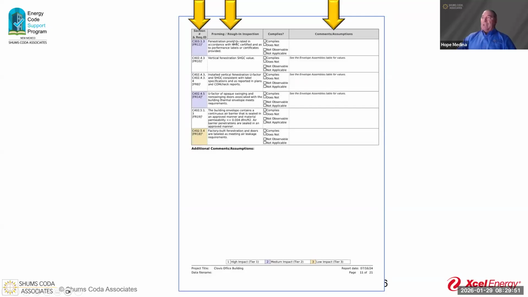Here's our rough framing inspection. One of the things we have on here is that rough inspection. We'll also have some for final inspection for the building as well. So it gives us what's happening, where we're at, our vertical fenestration, solar heat gain coefficients, our U factors for the opaque swinging doors and non-swinging doors associated with the building thermal envelope. Again, we have the code sections on here. We have the ability to say yes or no. We have the ability to write down what we've seen.